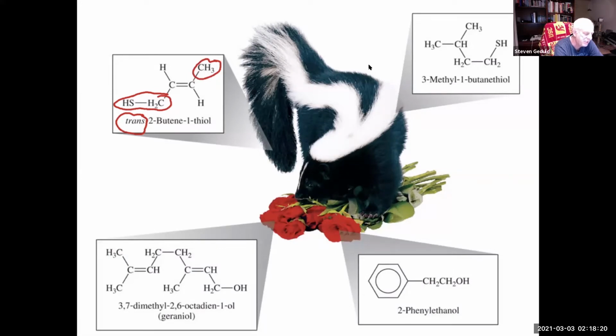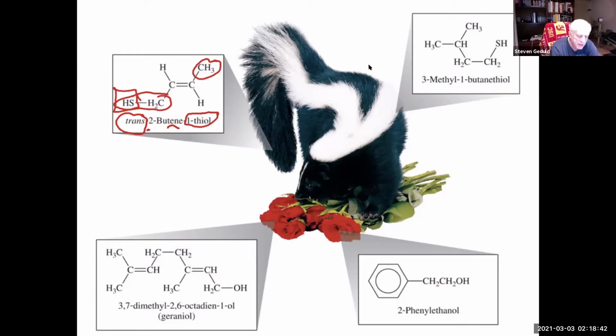This is butene because there's a double bond, so it's E, 4 carbons with a double bond at the number 2 position, and number 1 carbon is a thiol group, SH. So there's your thiol group right there. Okay. Look at the top right.